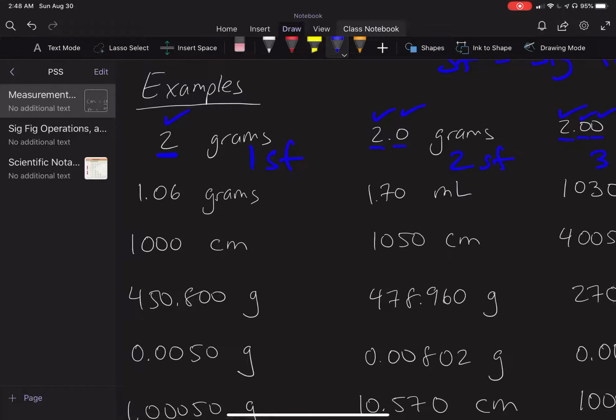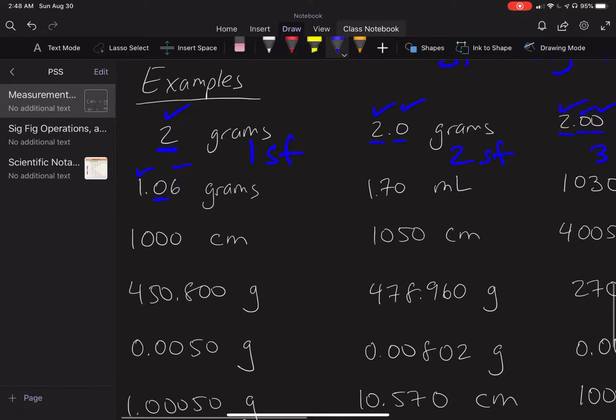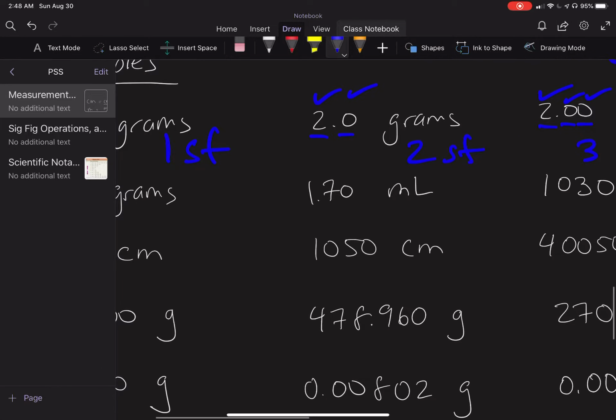Next one, 1.06 grams. So we have non-zero digits, and then this zero in the middle, this one's being sandwiched. So that was rule number 2. So it's going to count as well. So this one has 3 sig figs. Next example, 1.70 milliliters. So the non-zero digits count, and this is a zero that's after the decimal, after a non-zero, so we have 3 sig figs.